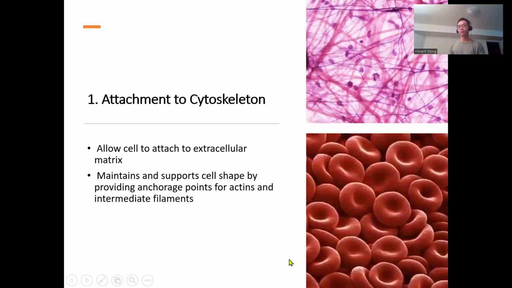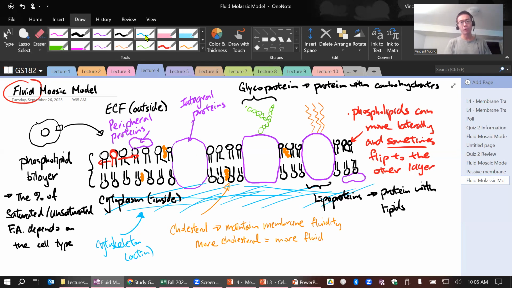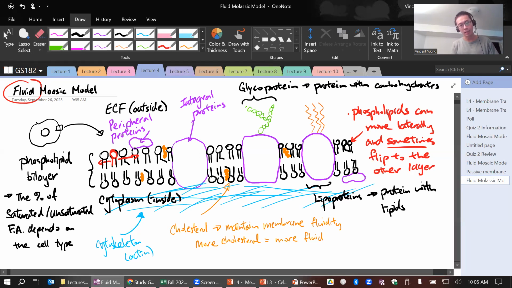First function is attachment to the cytoskeleton. You know this picture we drew, right? We have all these cytoskeleton here, the blue one, that is the actin. So they have to stick to something, and that's what the proteins are there for. The cytoskeleton will basically attach to these proteins.